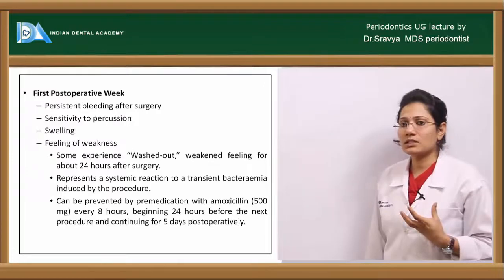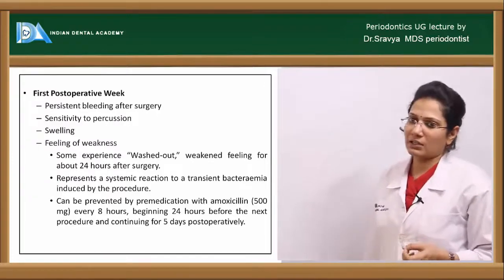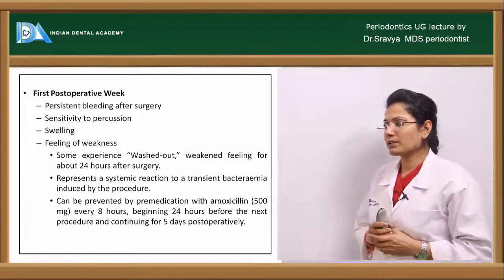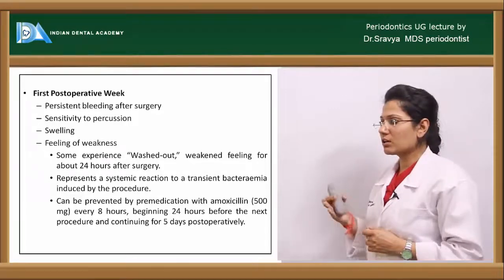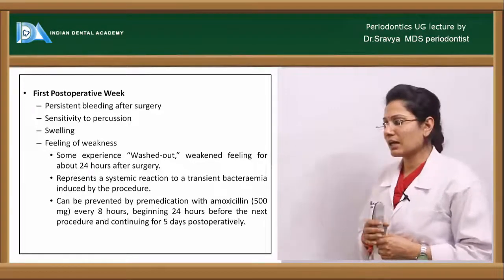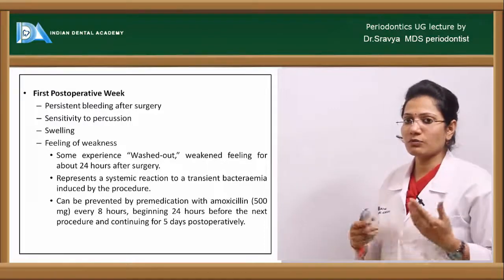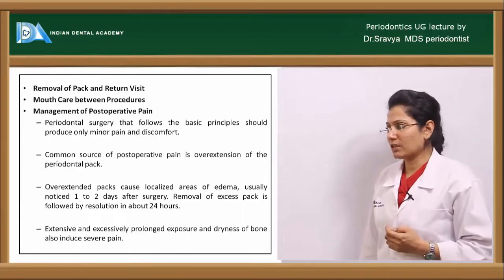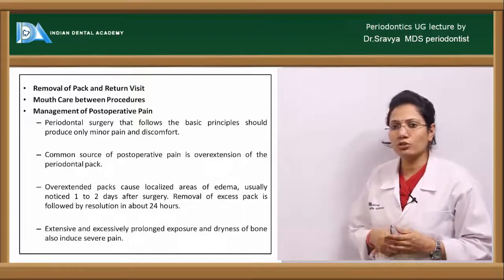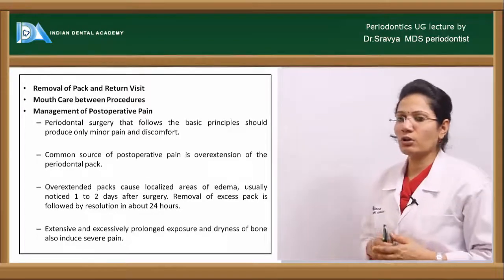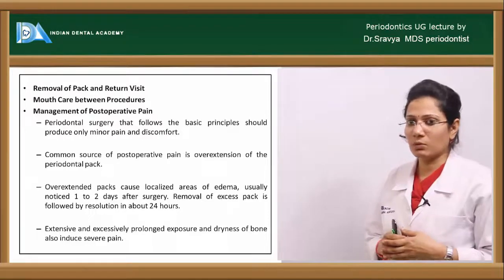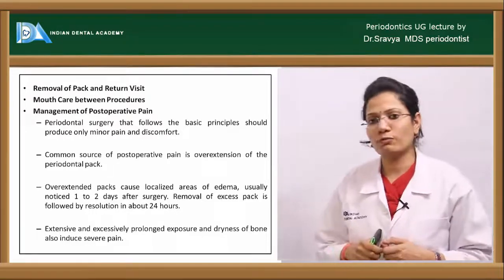This represents a systemic reaction to a transient bacteremia introduced by the procedure. It can be prevented by pre-medication with amoxicillin, about 500 milligrams every 8 hours, beginning 24 hours before the procedure and continuing the antibiotic for about 5 days post-operatively. Then you remove the pack and ask the patient for a return visit. You check the mouth care between the procedures and the management of post-operative pain.